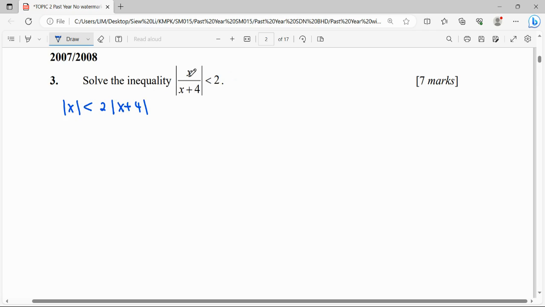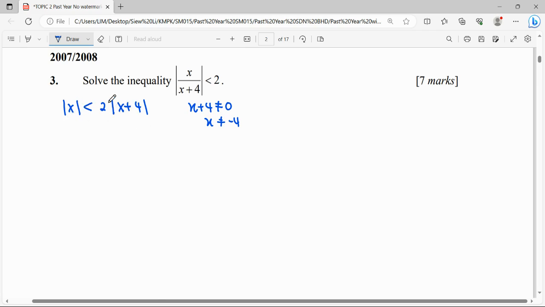Once we dismiss this fraction, you have to denote that this denominator cannot equal to 0. We cannot involve -4 in the final answer, where this -4 can make this fraction undefined when you have denominator 0. So look at the form that we have simplified here.